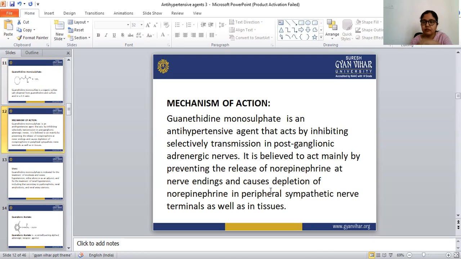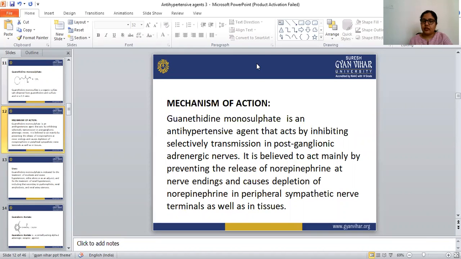So what guanethidine monosulfate does is selectively inhibit transmission in the post-ganglionic adrenergic nerves, and it prevents the release of norepinephrine at the nerve endings. At the nerve endings the norepinephrine is released, and that is prevented by guanethidine monosulfate, and that causes depletion of norepinephrine in the peripheral sympathetic nerve terminal as well as in the tissue.